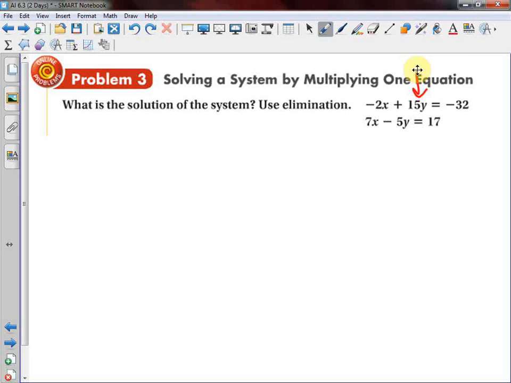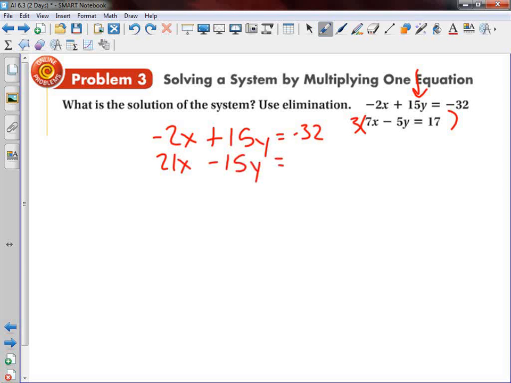So what I'm going to do is take these two equations and eliminate the y's. So the question is, what do I have to multiply the bottom part by to make it a -15? Remember, I want it to be a -15 since the top is a positive 15. Right? And the answer is 3. So I multiply by 3. 3 times 7x is 21x. 3 times -5y is -15y. And 3 times 17 is 51.